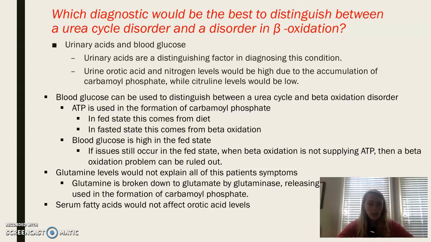If this enzyme was upregulated, then there would be more free ammonia and there could potentially be more orotic acid, but there's nothing stopping the conversion of carbamoyl phosphate to citrulline. So that would not explain the lowered citrulline levels. And then serum fatty acids would not affect orotic acid levels because serum fatty acids don't have any sort of direct effect on the urea cycle.